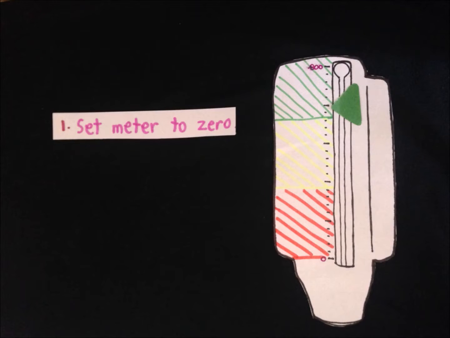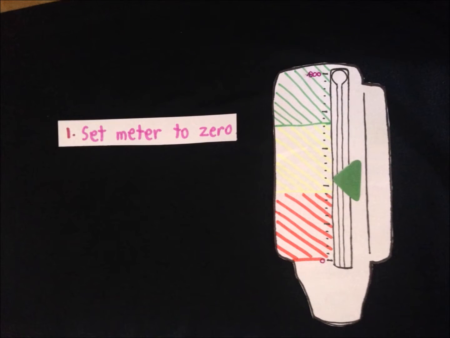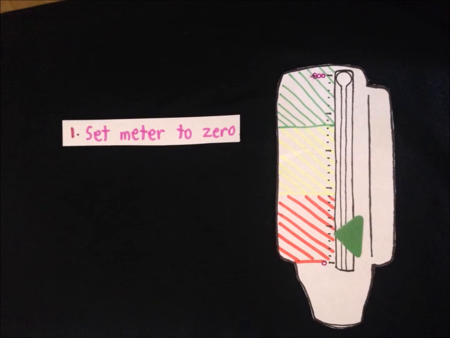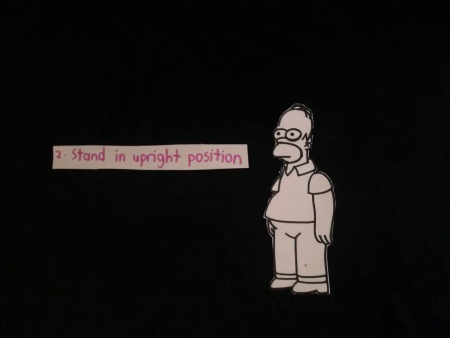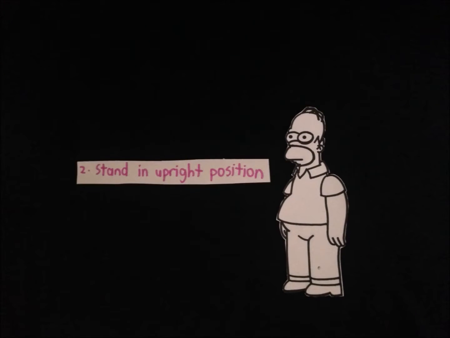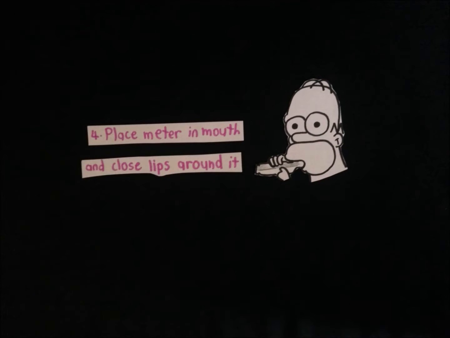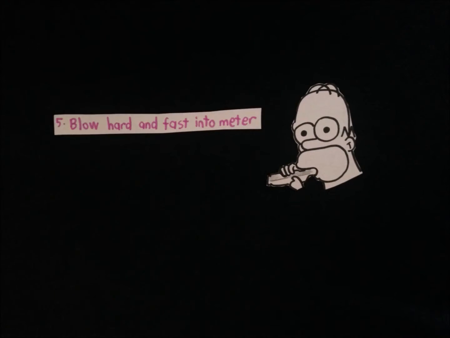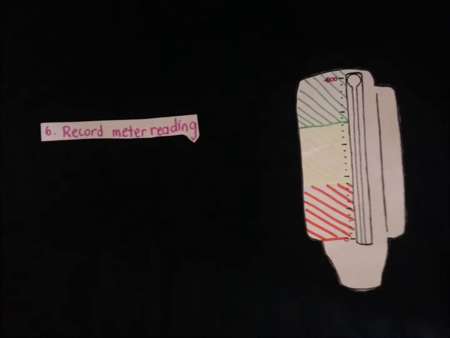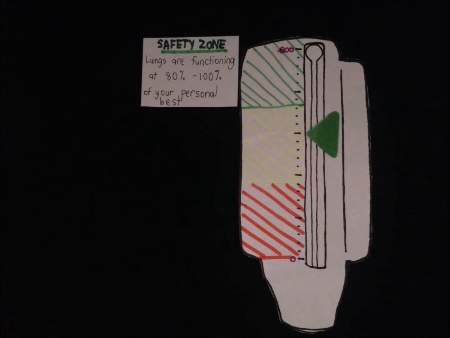First, set the meter to 0. Second, stand in an upright position. Third, take a deep breath and hold it. Fourth, place the meter in your mouth and close your lips around it. Fifth, blow hard and fast into the meter. And 6, record the meter reading.